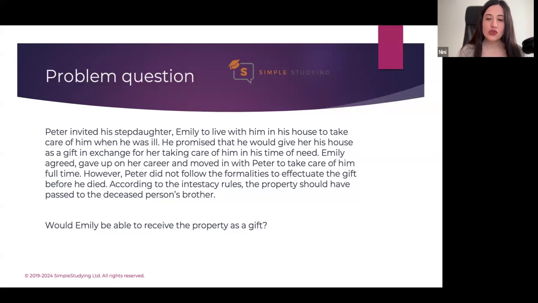However, Peter did not follow the formalities to complete the gift before he died. According to the intestacy rules, the property should have passed to the deceased person's brother. Would Emily be able to receive the property as a gift?